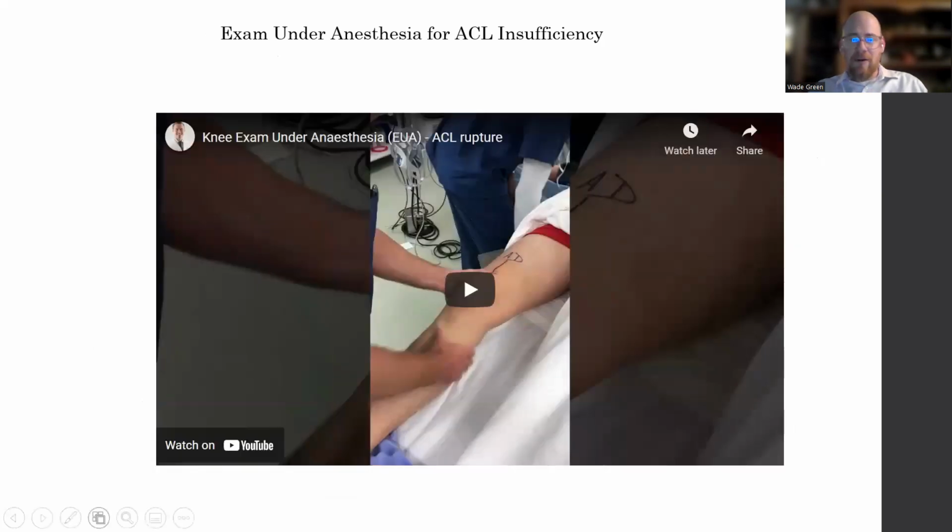Okay, here's an exam under anesthesia, guys. This person is about to have basically a revision reconstruction, but they're experiencing continued insufficiency of the ACL. Look at this exam under anesthesia. He's going to do a Lachman and a pivot shift.